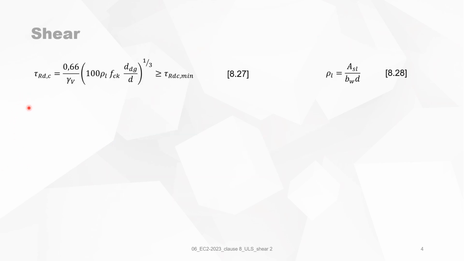The shear stress capacity of the concrete alone is defined by formula 8.27. In this formula, you see that there is a longitudinal reinforcement, rho L, and rho L is defined as usual as the total reinforcement with sufficient anchorage, left and right of the control section, divided by b_w d. The shear force capacity of the concrete alone has a minimum value, which is called tau_Rdc,min.